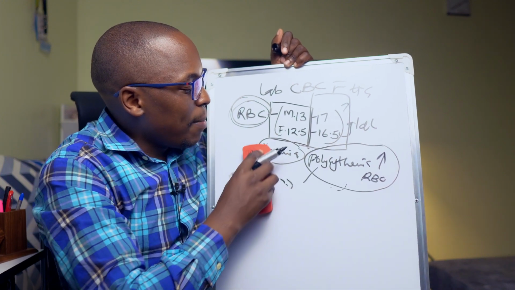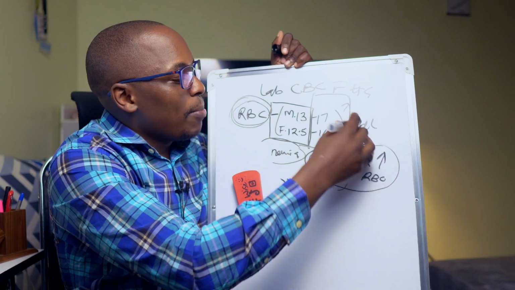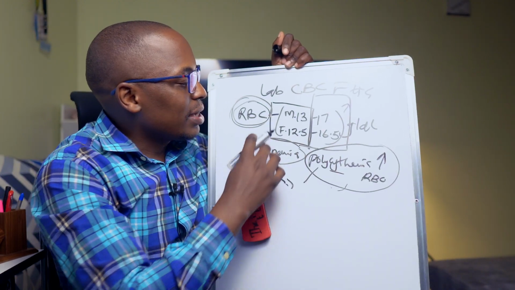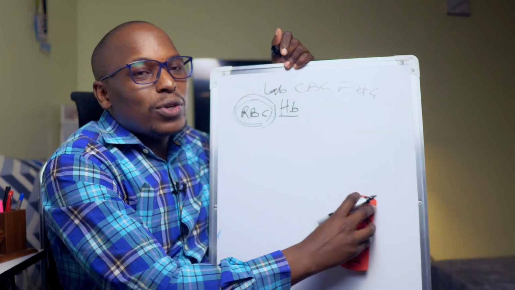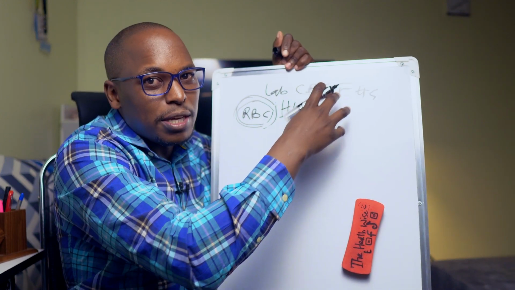Now, that's about that. So in case it's high, you start querying about polycythemia. In case your HB is low, you start querying something like the anemias. Now, let's go to other interesting things. There are several things we can learn about red blood cells still from the same report.